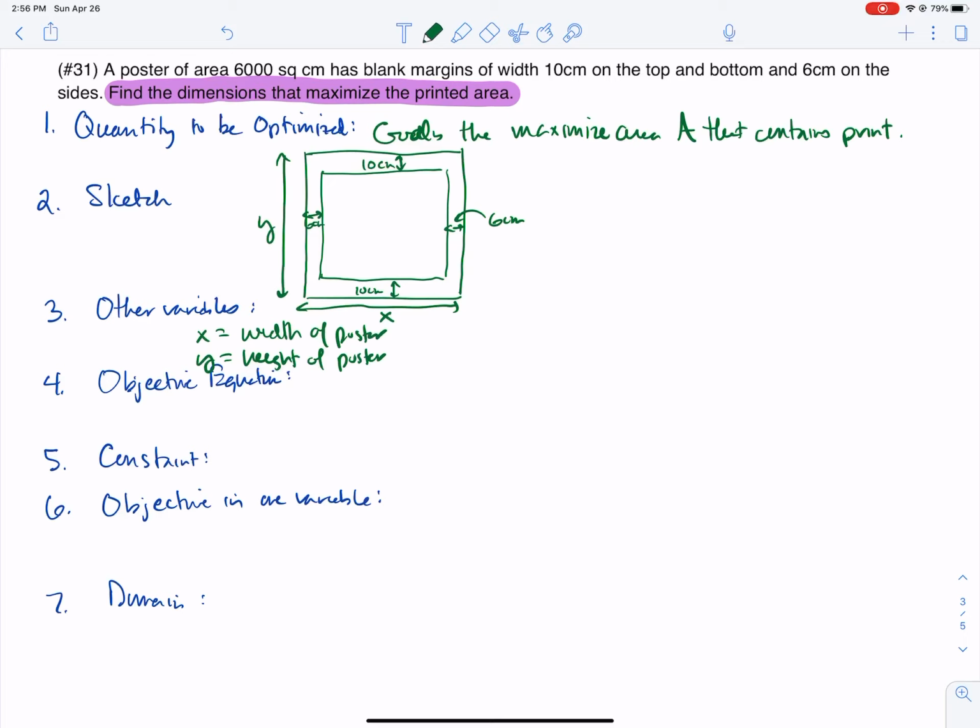So before we go any further, though, let's think about what are the width and height of the printed area. However, I'll use a different color for this. So the question is, how much is this? Well, we know that if I take this amount and add it to what I've got a question mark to, I know that that has to equal X. So I've got the question mark plus 2 times 6 has to equal X. So the question mark is going to be X minus 12.